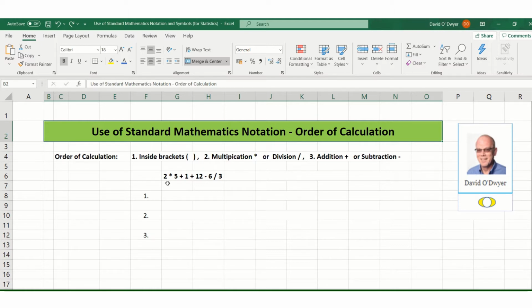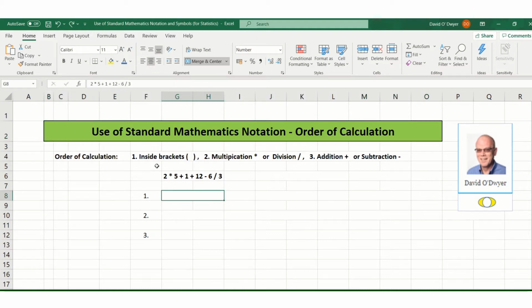So the first set here is 2 multiplied by 5 plus 1 plus 12 minus 6 divided by 3. And our first rule is to do anything inside brackets. That doesn't actually have any brackets, so it stays as it is. Our second rule then is multiplication or division. And in this case, the 2 by 5 becomes 10. The rest stays the same except for the 6 divided by 3, which becomes 2. And then we calculate that straightforwardly, and we should get 21.